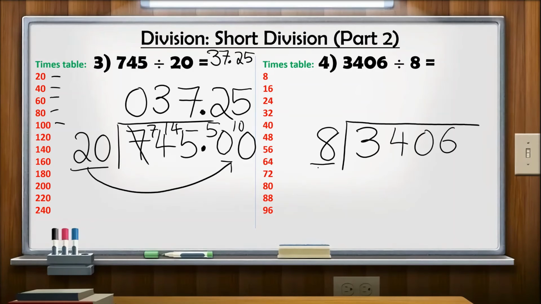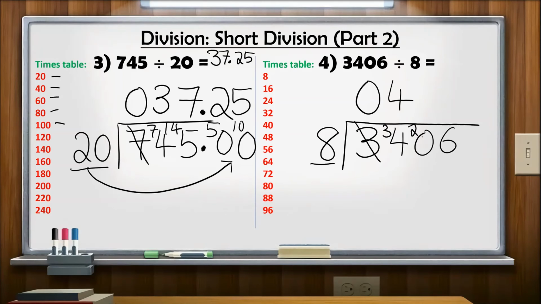So first, I'm going to ask myself, how many 8s are there in 3? And the answer is 0. So I'm going to cross off my 3 and carry it over to my next digit. So my 4 now becomes 34. So I'm going to now ask myself, how many 8s can I take out of 34? And using my times table, I can see it is 1, 2, 3, and 4. I have a remainder of 2, which I'm going to carry over to my next digit.